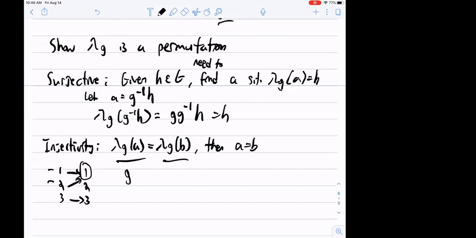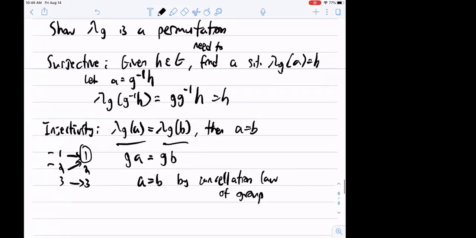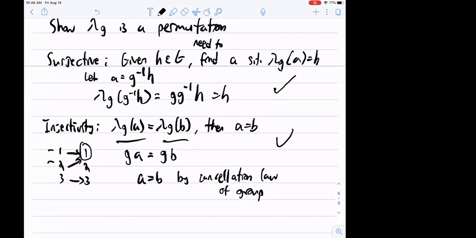So let's check this. What does this mean? This means ga is gb. And then by the cancellation property, or if you like, you can multiply, by multiply I mean group operation, g inverse on both sides. That's pretty much what cancellation means. So a equals b, by the cancellation law of a group. So it's injective and surjective, so it's a permutation.